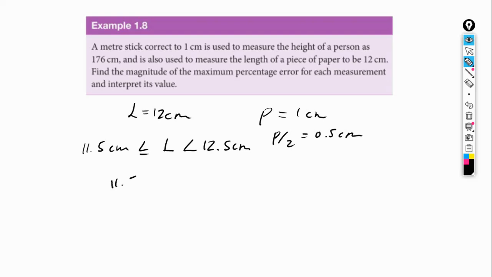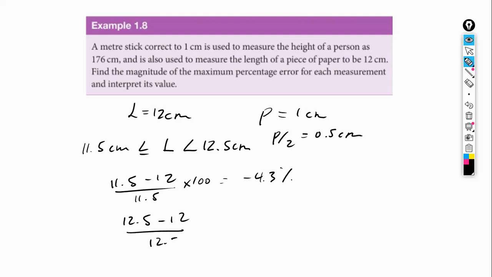So let's calculate the percentage error. It's going to be 11.5 minus 12 divided by 11.5 times 100. And this will give us negative 4.3%. Okay, and then the same thing with the right-hand side. So we would say 12.5 minus 12 divided by 12.5 times 100. And this would give us exactly 4.0%. So in this case, that means that here we would have 4.3% as the magnitude of the maximum percentage error for the length.